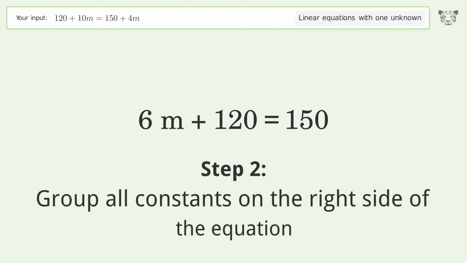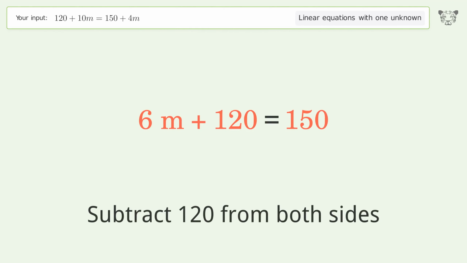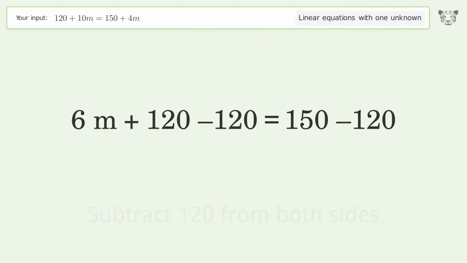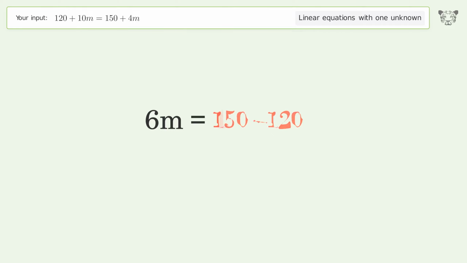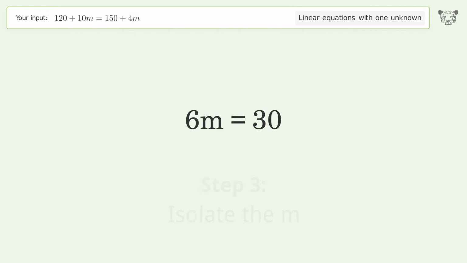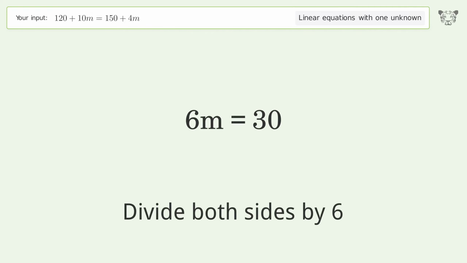Group all constants on the right side of the equation. Subtract 120 from both sides. Simplify the arithmetic. Isolate the m. Divide both sides by 6.